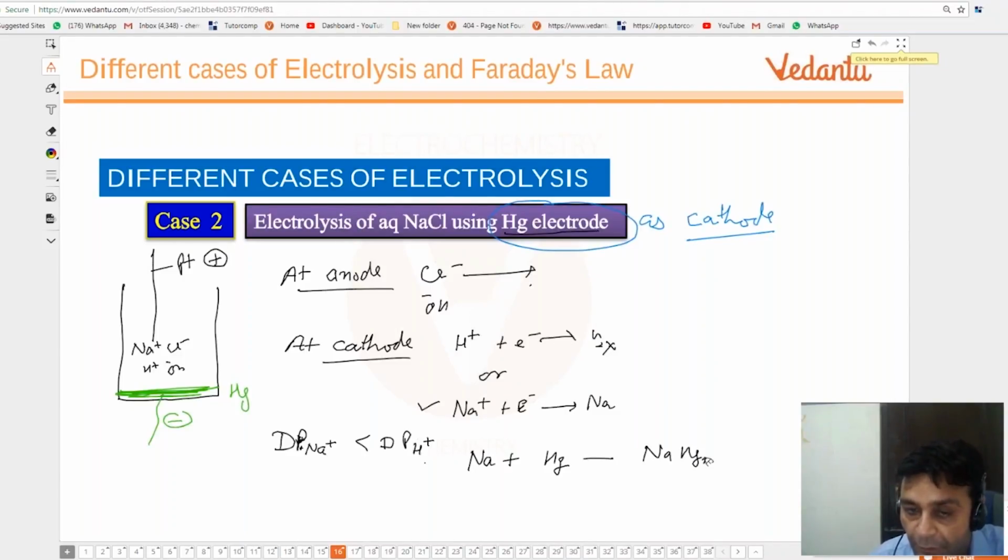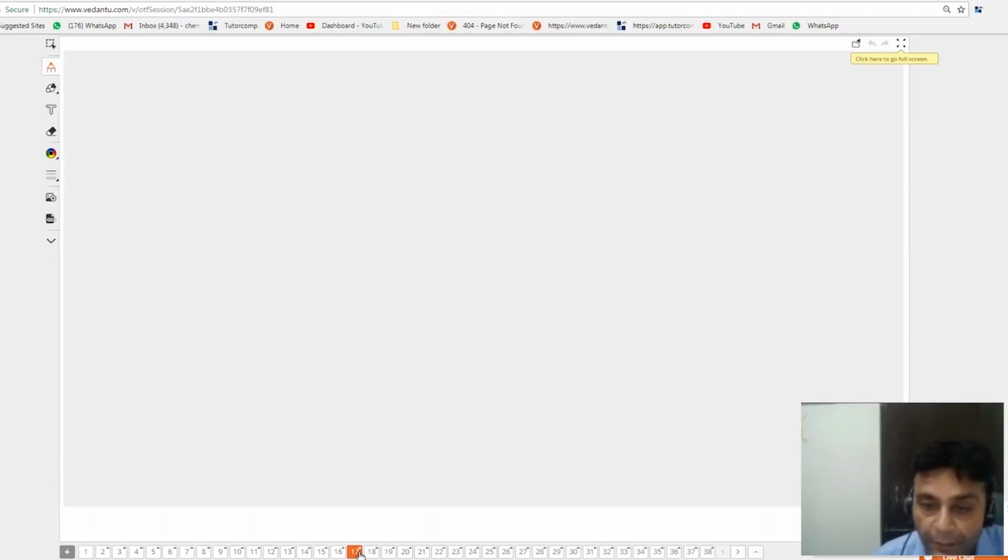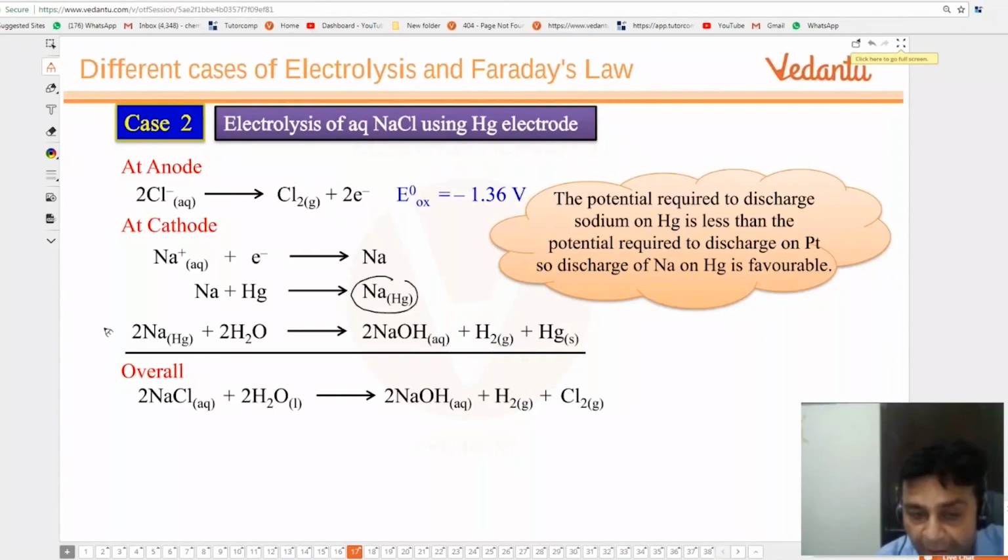Getting me? You have to remember this, Yash, that in case you are using mercury, then this mercury amalgam will be formed. But this sodium mercury amalgam again reacts with water to produce NaOH, H2 and mercury. So again the product is the same. Hydrogen gas. Right? Product is the same, that is hydrogen. But the mechanism is different. Yes, only for mercury. In our syllabus, we have only the mercury case, not anything else.